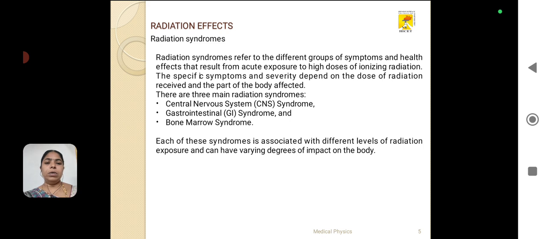Now let us discuss the radiation syndromes. Radiation syndromes refer to different groups of symptoms and health effects that result from acute exposure to high doses of ionizing radiation. The specific symptoms and severity will depend upon the dose of radiation received and the part of the body which is affected. There are three main radiation syndromes: central nervous system syndrome, gastrointestinal syndrome and bone marrow syndrome. Each of these syndromes is associated with different levels of radiation exposure and has varying degrees of impact on the body.